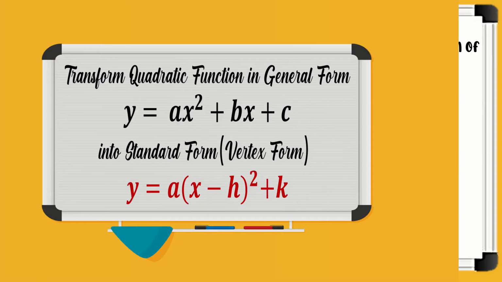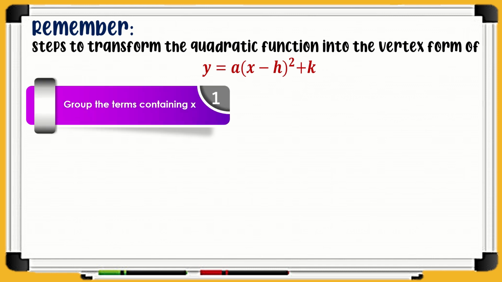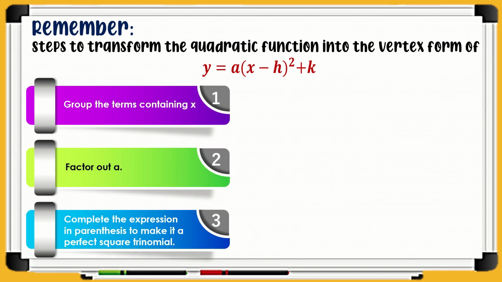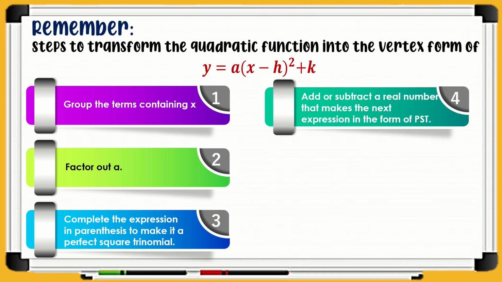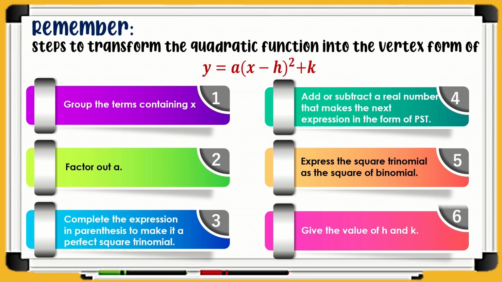With that, please remember the following steps to transform a quadratic function into the vertex form of y = a(x − h)² + k. Step 1. Group the terms containing x. Step 2. Factor out a. Step 3. Complete the expression in parentheses to make it a perfect square trinomial. Step 4. Add or subtract a real number that makes the next expression in the form of PST. Step 5. Express the square trinomial as the square of a binomial. Step 6. Give the value of h and k.